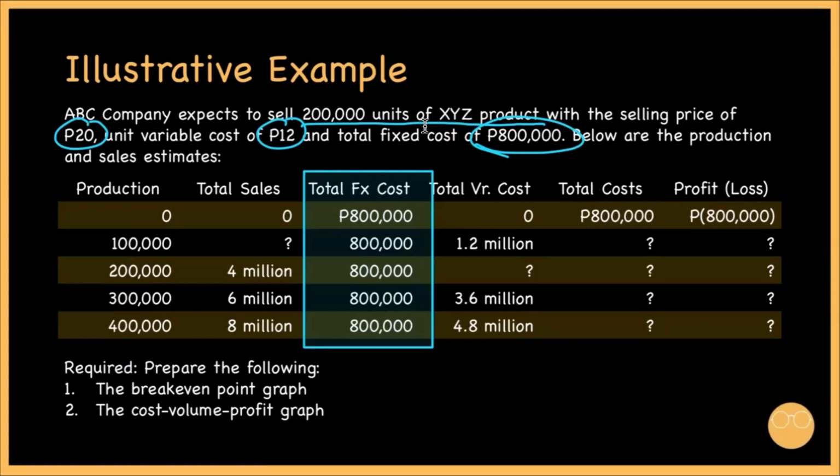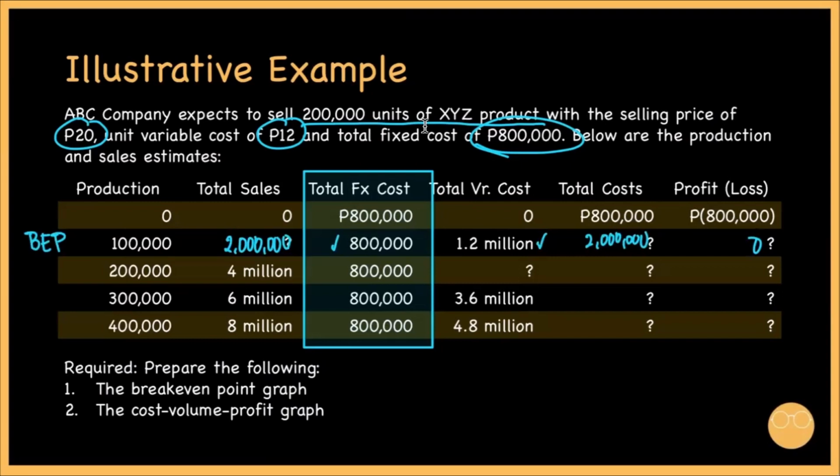Now let's answer for the 100,000 level of production. For the total sales, you multiply 100,000 by 20, and that will give you 2 million pesos. Then your total fixed cost is 800,000 and your total variable cost is 1.2 million. You will have a total contribution margin amounting to 800,000. Then your total fixed cost is 800,000. So your total cost will now be 1.2 million plus 800,000, which gives you 2 million pesos. So you incur zero profit and zero loss. Meaning to say that at this level of production, this will be your break-even point because you will incur neither a profit nor a loss.